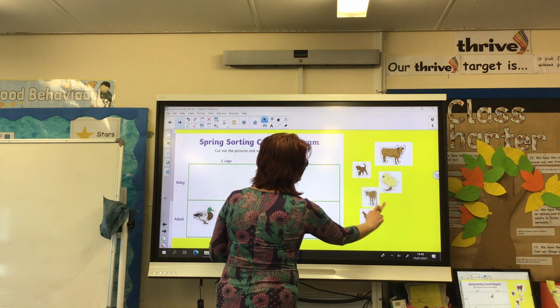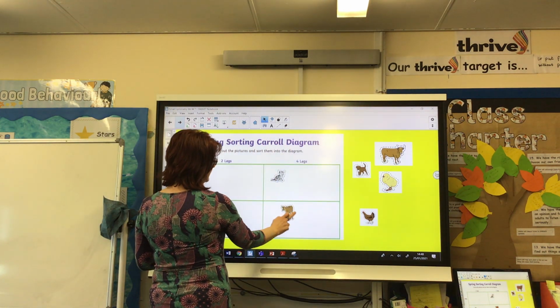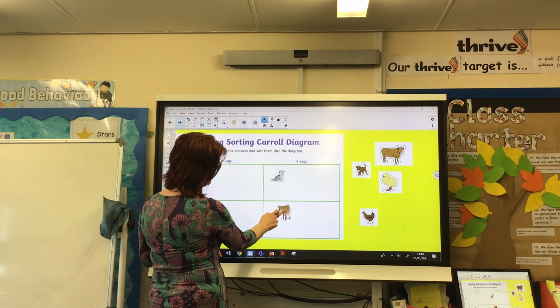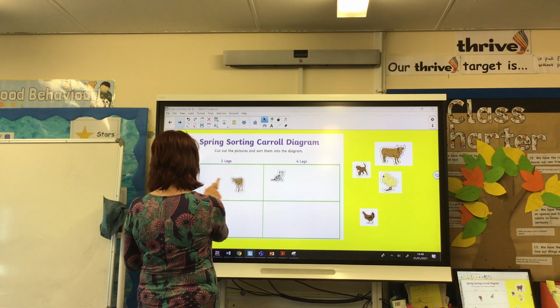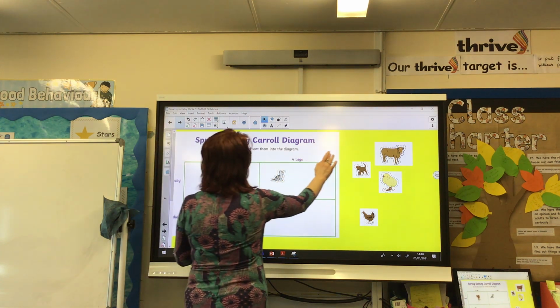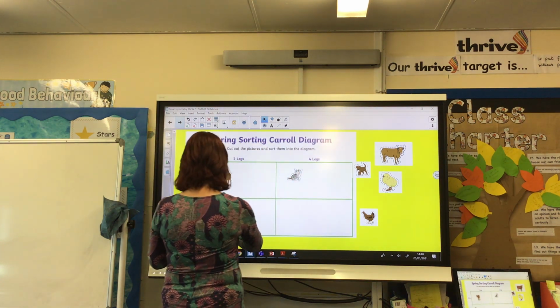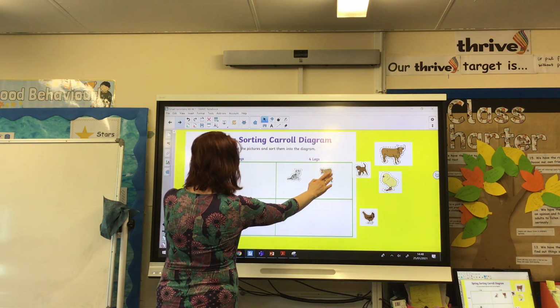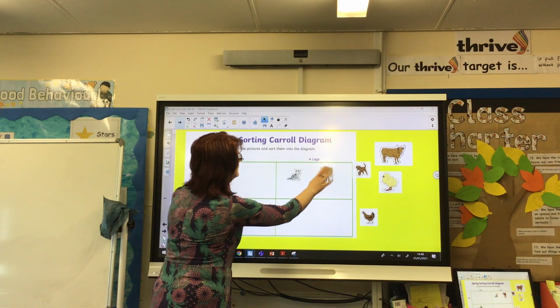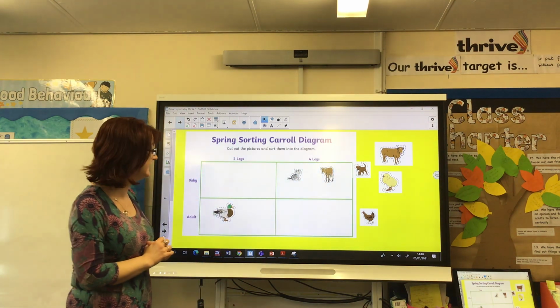Let's have a look at this. What's this one? This looks like a calf. Now, a calf is a baby cow, so straight away we know it's going to be a baby. Oops, it's going to be on this line here, but it's not got 2 legs. It's got to go over there. 4 legs and a baby. It goes over there. Okay.